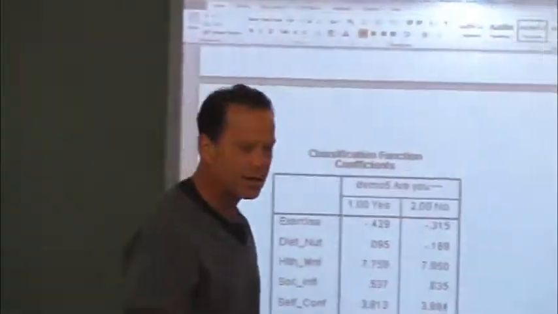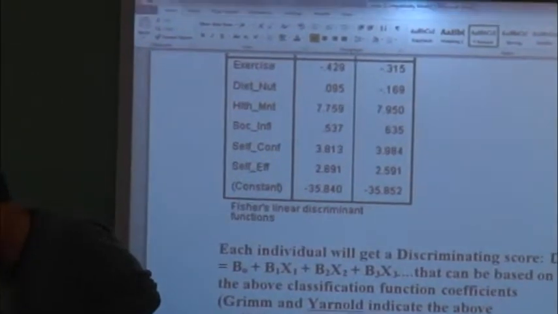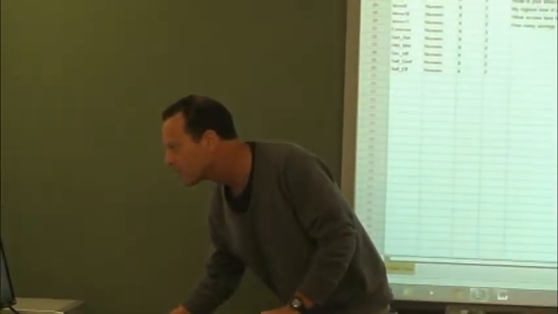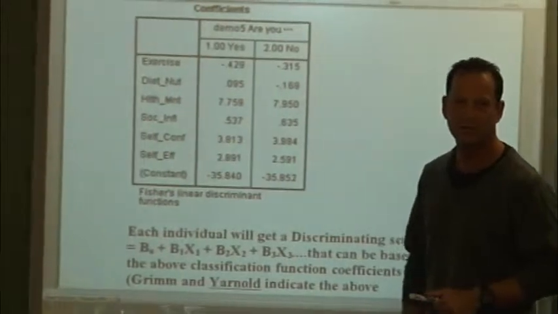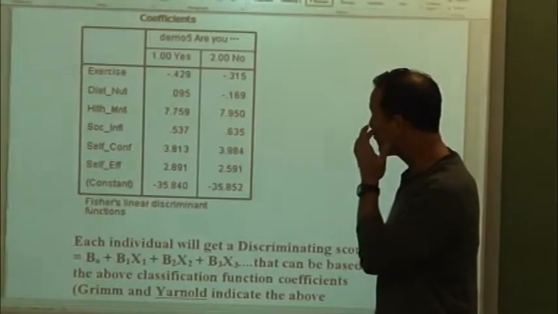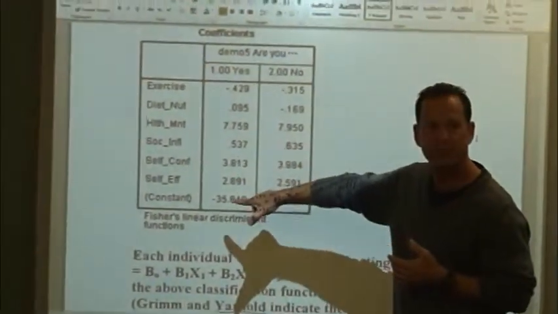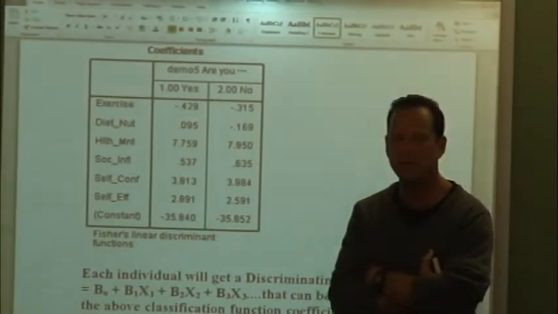So now, let's go ahead and look at this example of demo 5, and just so you know again what demo 5 is: are you currently in a relationship? Yes or no? And I'm going to have 6 predictors. How many functions am I going to have with 6 predictors and 2 groups? 1. So here you get, do you see these coefficients, everybody? Do you see this constant? Kind of looks like a regression, doesn't it? Doesn't it almost look like a regression a little bit?